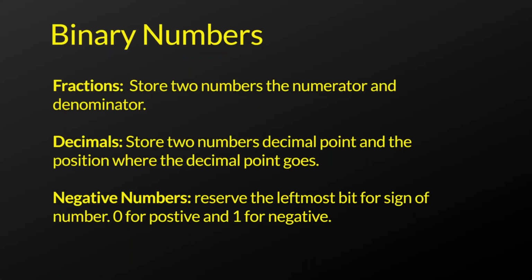negative numbers. You can reserve the leftmost bit for the sign of the number. We can represent 0 for positive and 1 for negative. In reality, we actually do something slightly fancier for each of these cases, but these approaches work and they show how we can express some complex stuff with just ones and zeros. So that's it for the video about binary numbers. In the next video, we will learn about bits with integers.